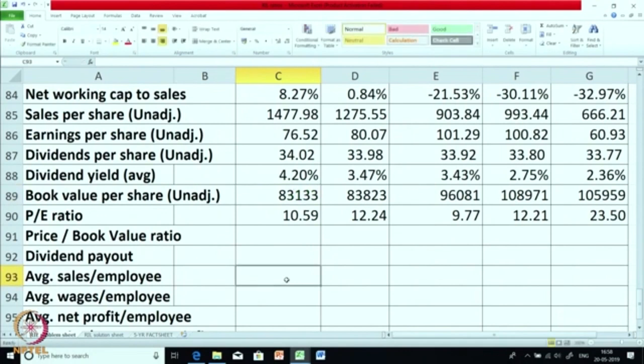The next is price to book value ratio. We have just calculated book value per share. Now we will try to link it to the prices. Now let us go to dividend payout ratio. So we have already calculated dividend per share, we will divide it by the market price, so dividend per share upon market price, this is a percentage of earning the shareholders are getting.